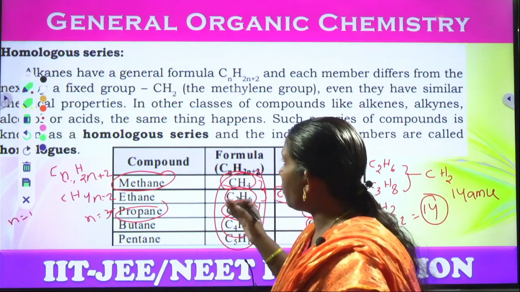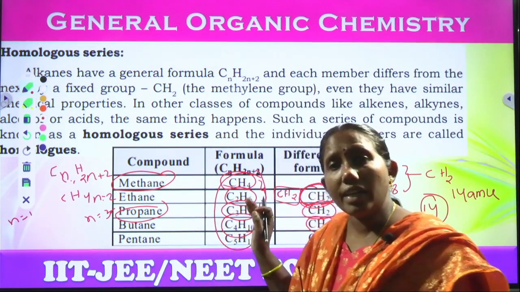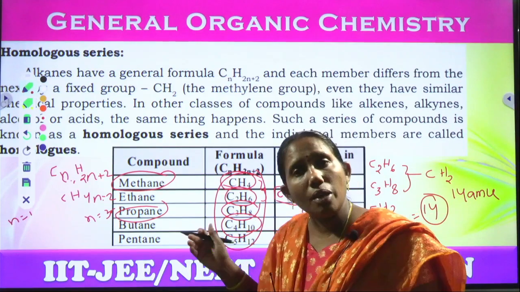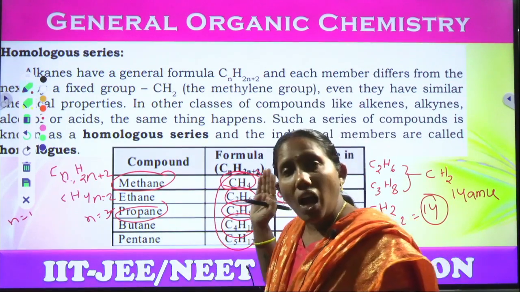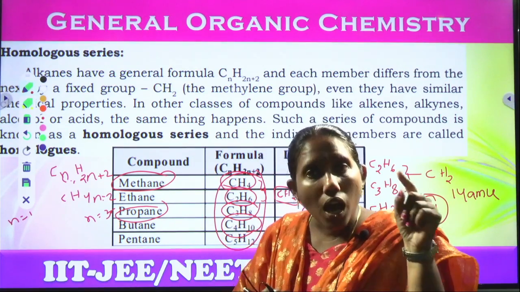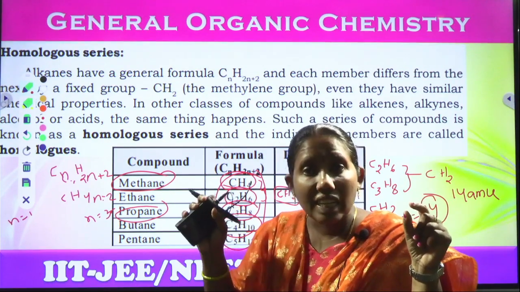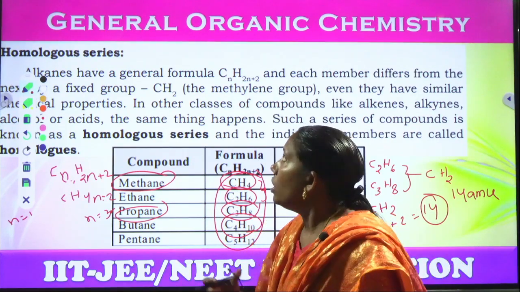Here we have checked for alkanes, right? We can check for alkenes and alkynes also. Members of the same alkene series will be homologues to each other, and alkynes are homologues to each other, but an alkene and an alkane are not homologues to each other. We can check if we have any doubt.